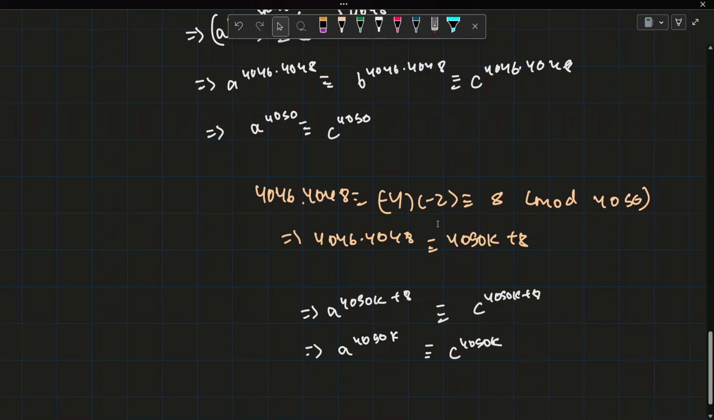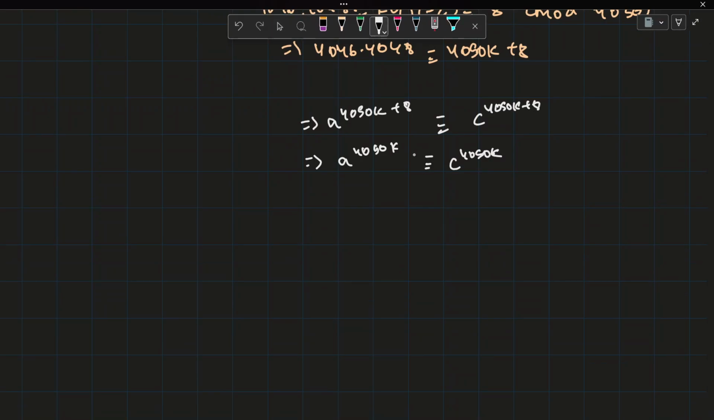And from these two steps, you can replace A to the power 4050k. From the second step, it follows that C to the power 4050k is congruent to A to the power 4050k times C to the power 8. Now, if P does not divide A, since if P divides A we are directly done by the claim, we can cancel A to the power 4050k from both sides, and we are left with A to the power 8 is congruent to C to the power 8.